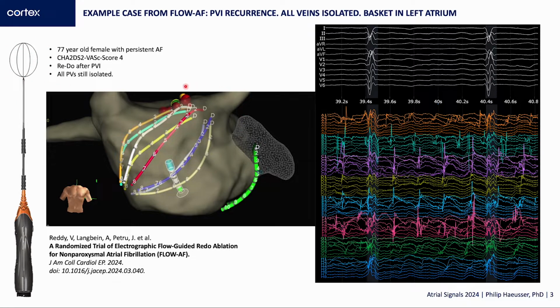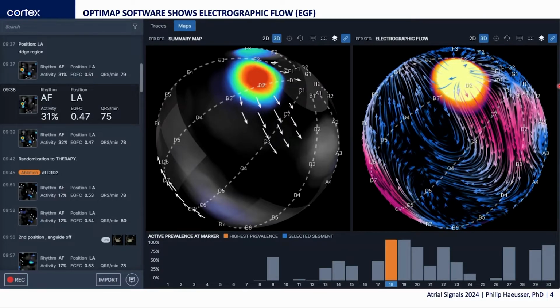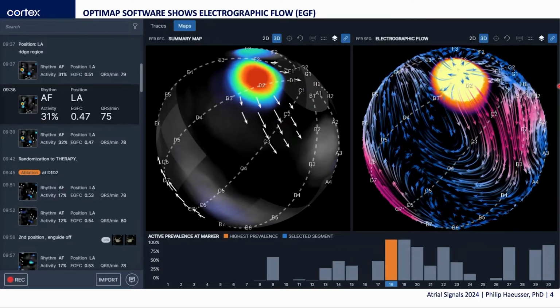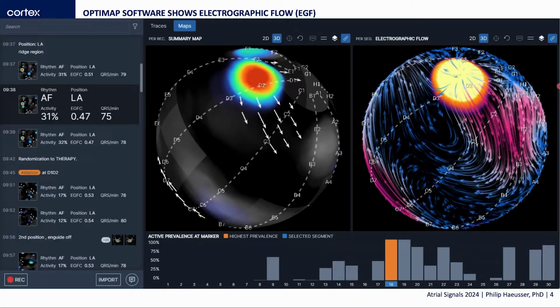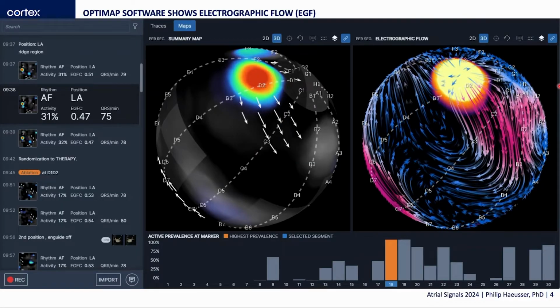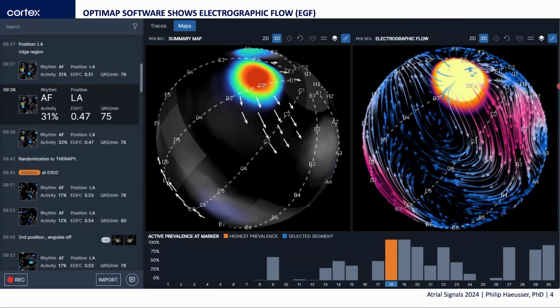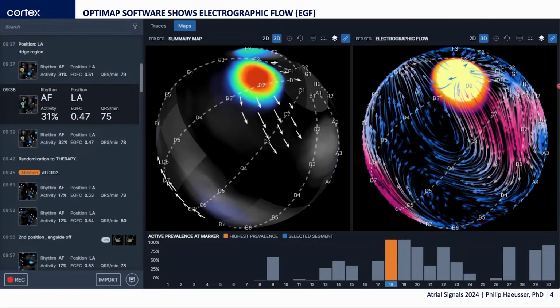This is a picture of the navigation system showing the basket in the left atrium. And on the right are the recorded electrograms that are input to our software called OptiMap, formerly known under the name AblaMap. This is a screen capture of the current version of the software. The OptiMap system is 510(k) cleared and actively used at 15 clinical centers in the US and in the EU as part of the RESOLVE study.